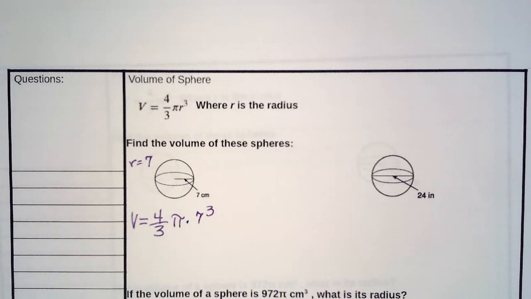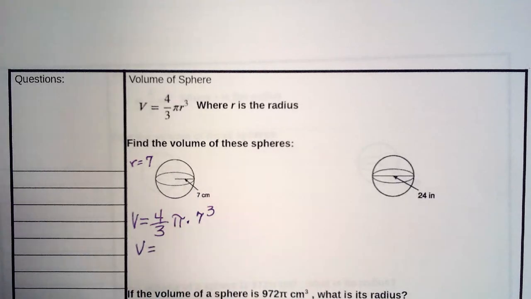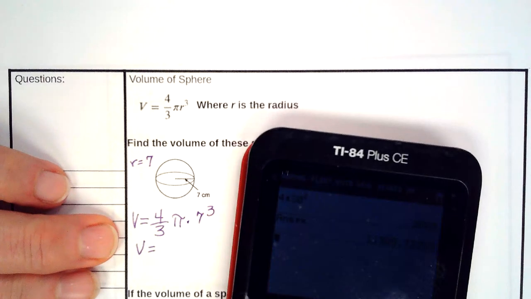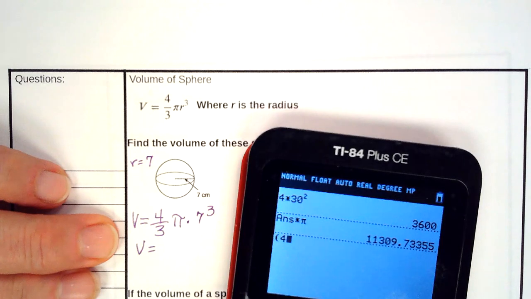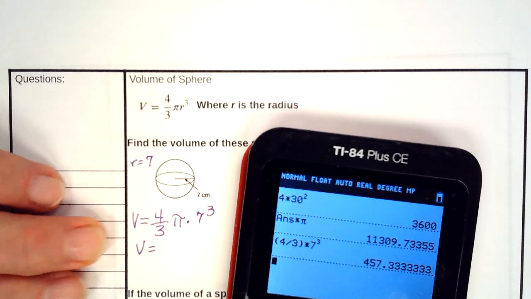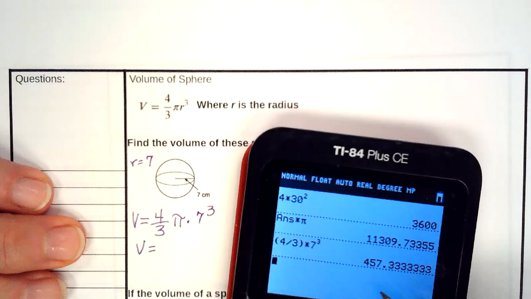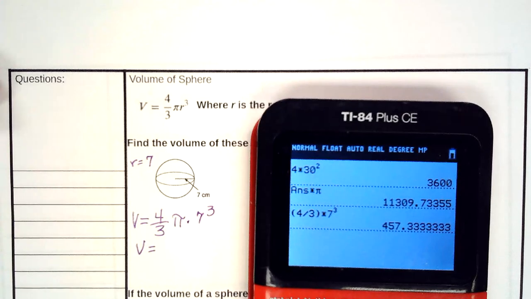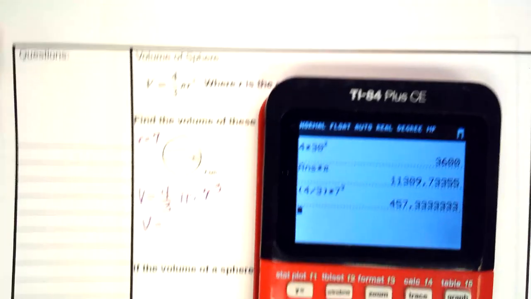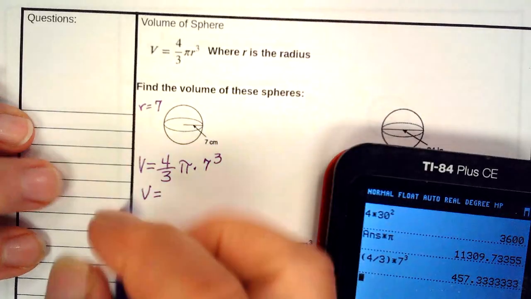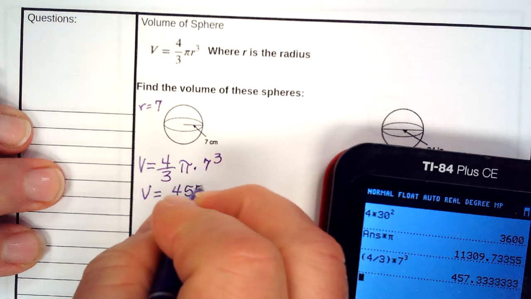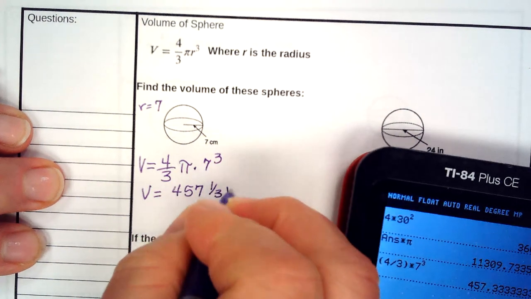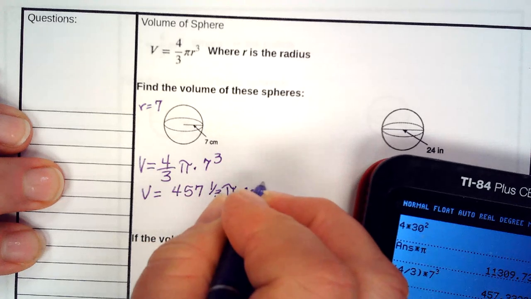So for the exact, I'm going to take parentheses 4 divided by 3 times 7 raised to the third power. And this gives me 457.333, with a repeating 3, that is 1/3. So this would be 457 1/3 pi centimeters cubed.